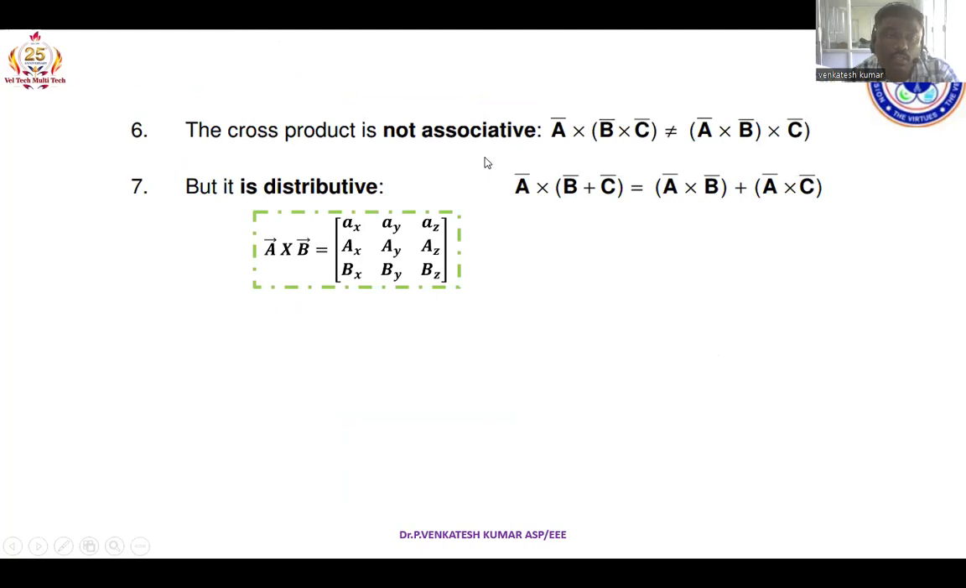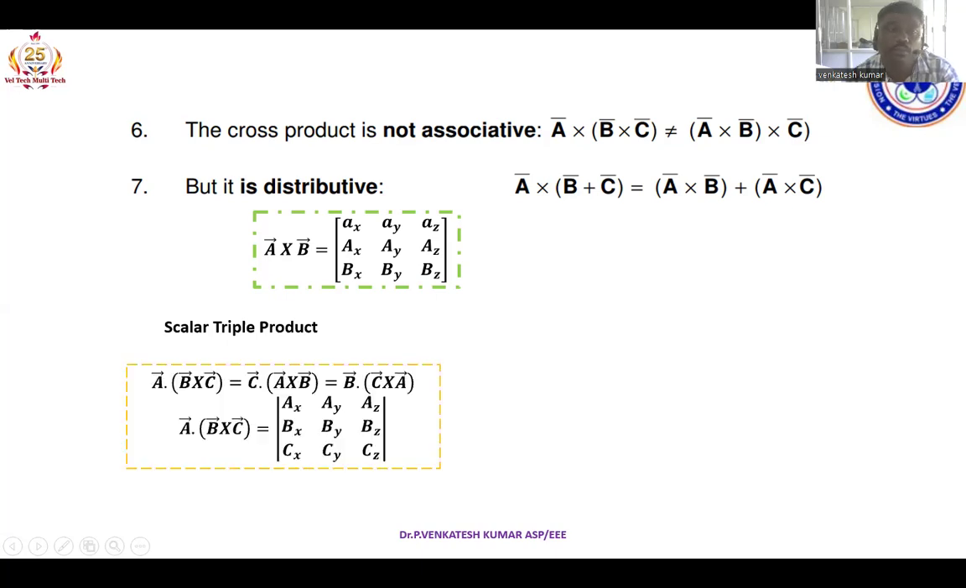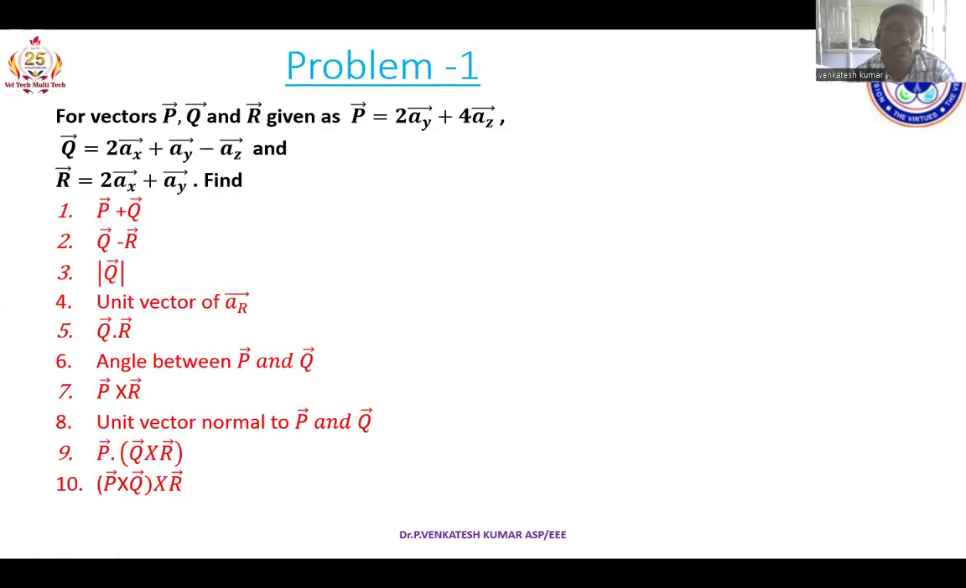This we just remember and write a note on. The cross product is not associative but it is distributive. So just remember it. I will solve problems with that later. I give one simple problem. This problem covers entire things. For the entire vector analysis, some 70% of this problem is easy to understand.